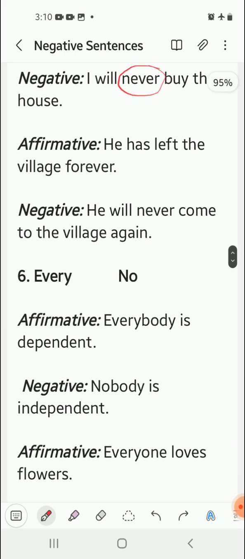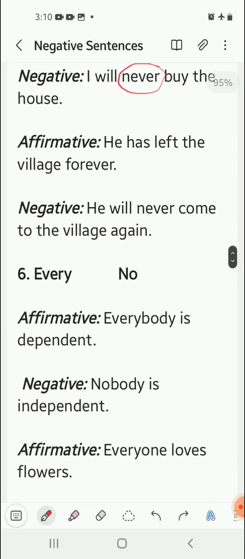Next sentence, he has left the village. Again, he has left the village forever. So forever gets converted to never. So he has left the village will become he will never come to the village again, which means he has left it forever. That means the person would never come again.